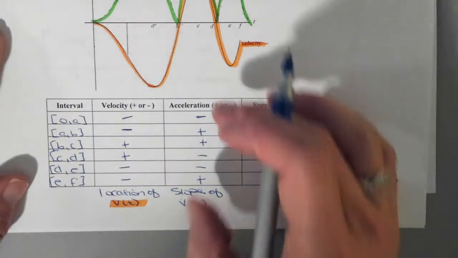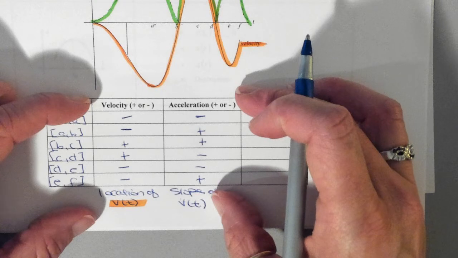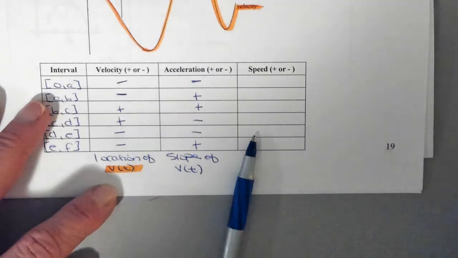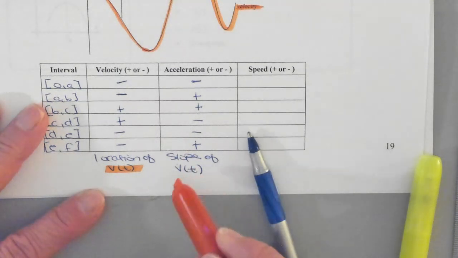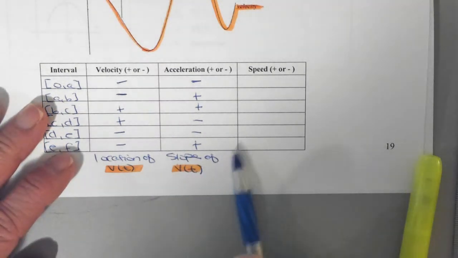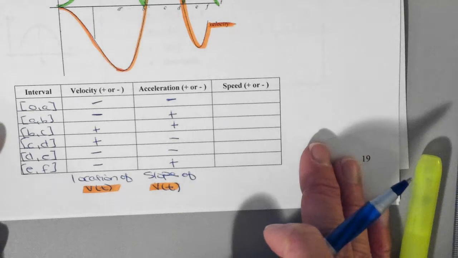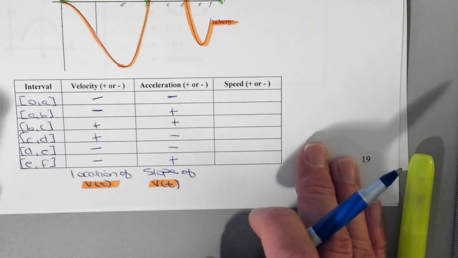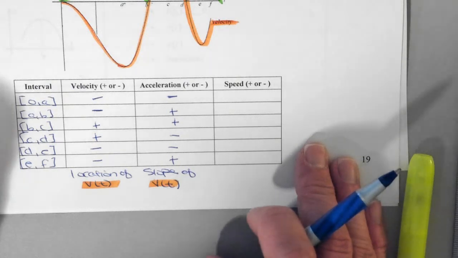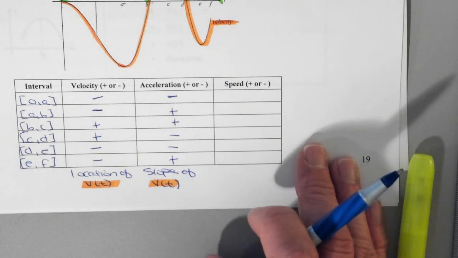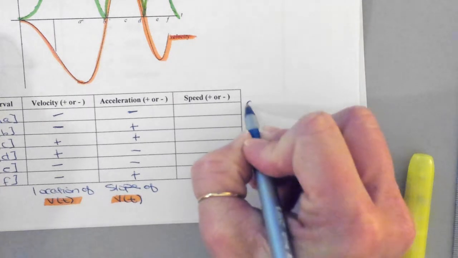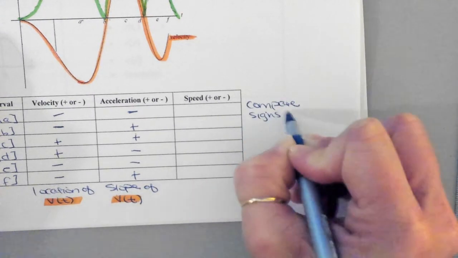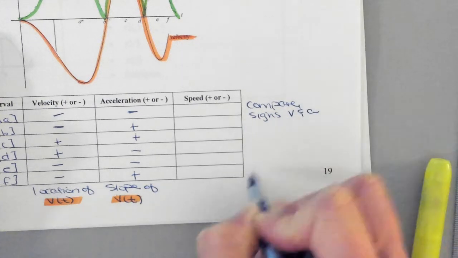Okay. So in terms of what we were looking at here, does everybody understand what's happening? It's important that you write. So we're still looking at the slope of the orange graph, not the green. Now, to determine if our particle is speeding up or slowing down, what you are going to do is compare the signs of velocity and acceleration. So we are going to compare the signs of velocity and acceleration.